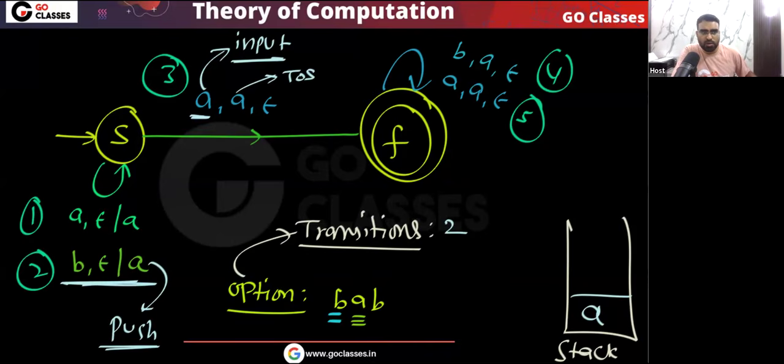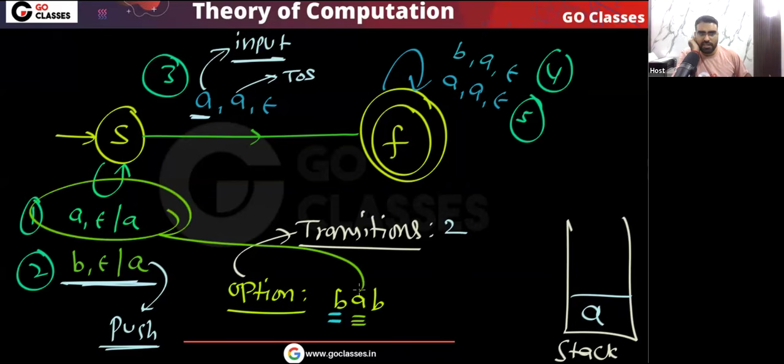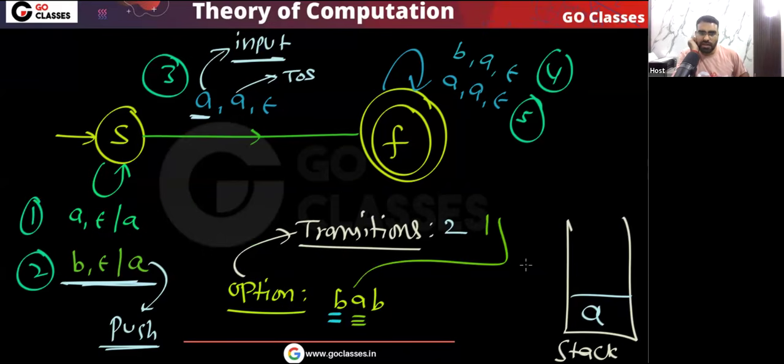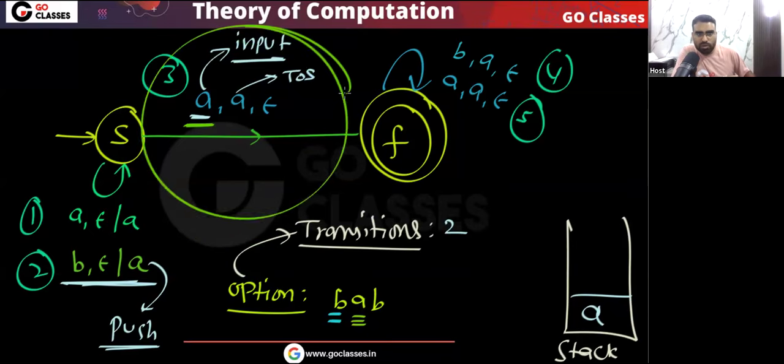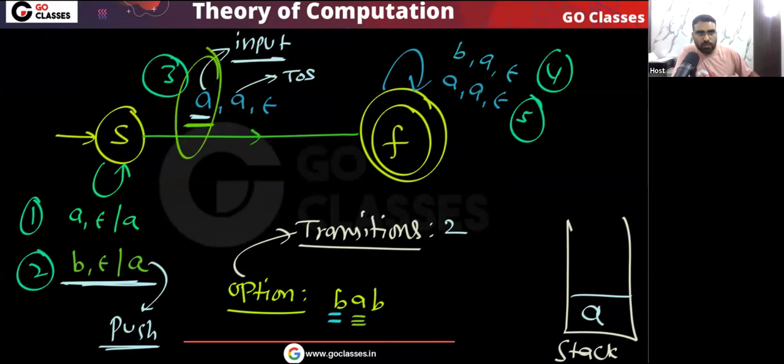This is the destination. So tell me, for this A, if I take transition 1, can I go to final state? I can never go to final state, because remember, if I want to go to final state, then this transition 3 I have to take. From the start state, if I want to go to final state, then this bridge I have to take. And if I want to take this bridge, then the input must be A.